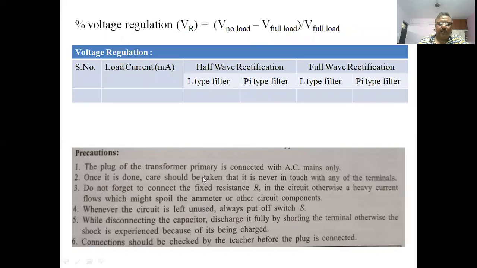These are the general precautions that we have to take while performing the experiment.